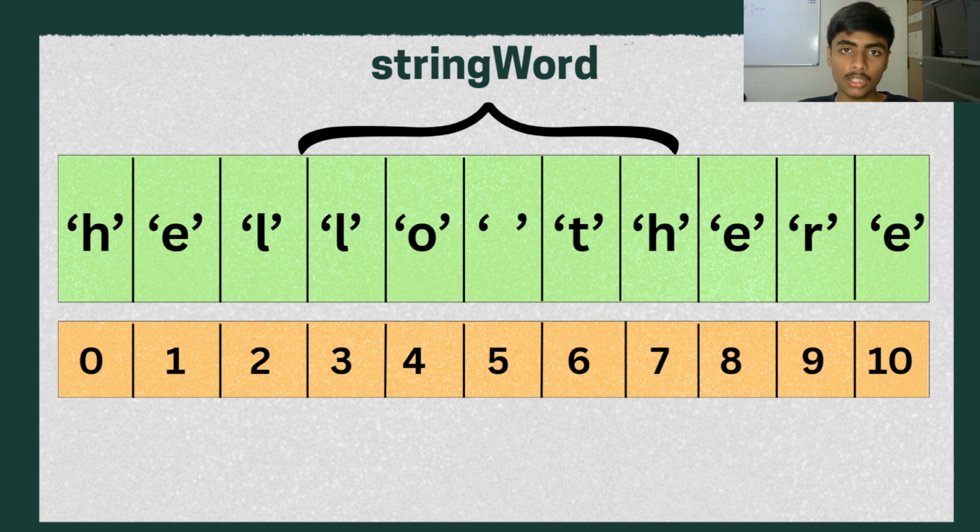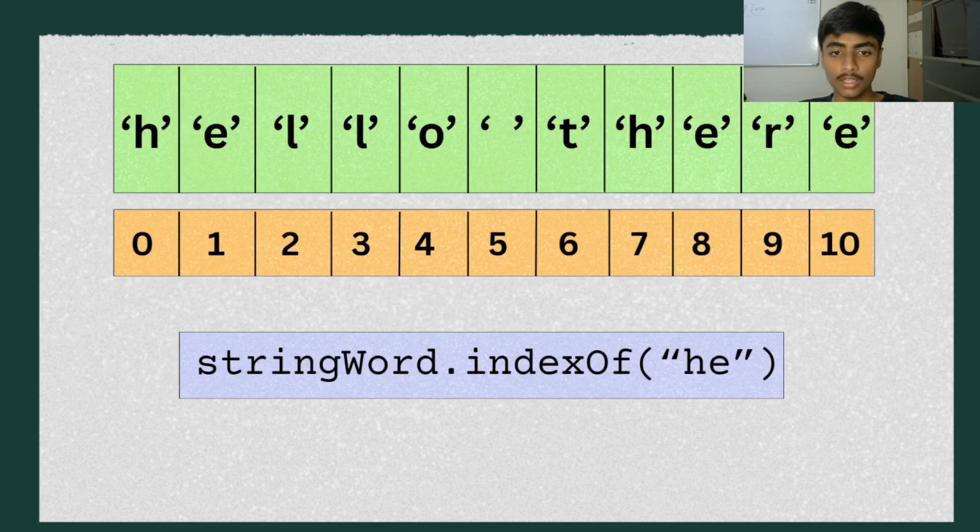Now the indexOf method just returns the index of the first occurrence of a smaller string in a larger string. So over here, let's say I say stringWord.indexOf("he"). Basically, our indexOf method is going to be returning the starting index of this smaller string he in this larger string hello there. The first occurrence of the string. That's very important. So over here, if I say stringWord.indexOf("he"), you notice that the first occurrence of the word he is over here. The starting index of this word he is 0. So stringWord.indexOf("he") is just going to be returning 0.